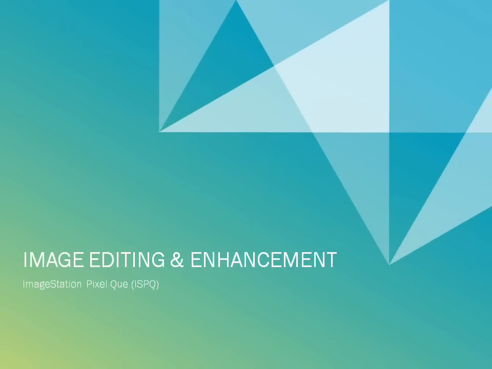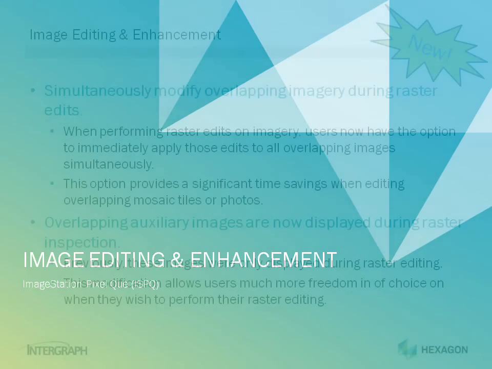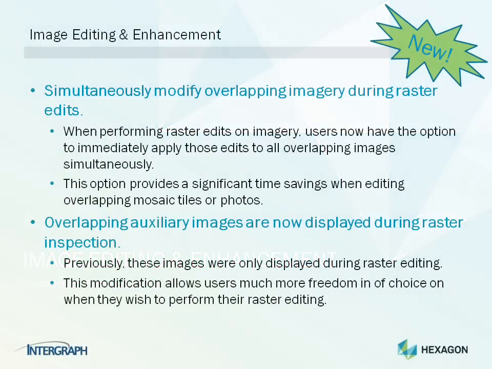Image editing and enhancement. Two significant time-saving enhancements have been made to ImageStation Pixel Queue. Users now have the option to apply the raster edits they perform on one image to all overlapping images simultaneously. Also, overlapping auxiliary images are now displayed during raster inspection, giving the user even more flexibility in editing their imagery.